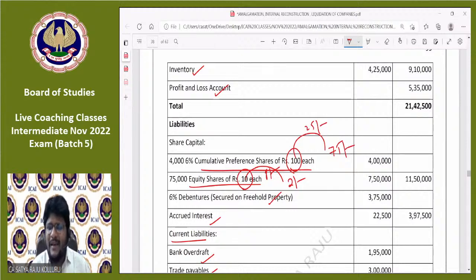Whenever there is a sacrifice made by the shareholders, unless otherwise specifically mentioned, we can presume that there is a reduction in both paid up value as well as face value. That means the new face value for preference shares is 75 and the new face value for equity shares is 2 rupees. That point you need to remember.